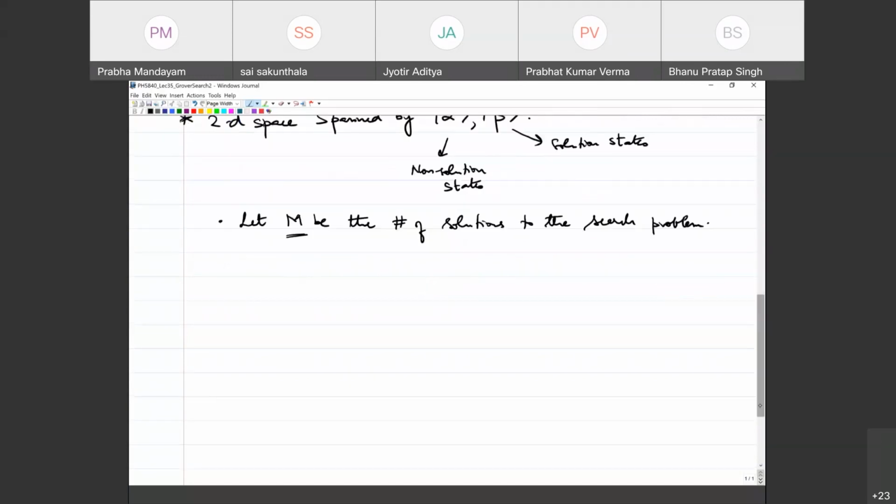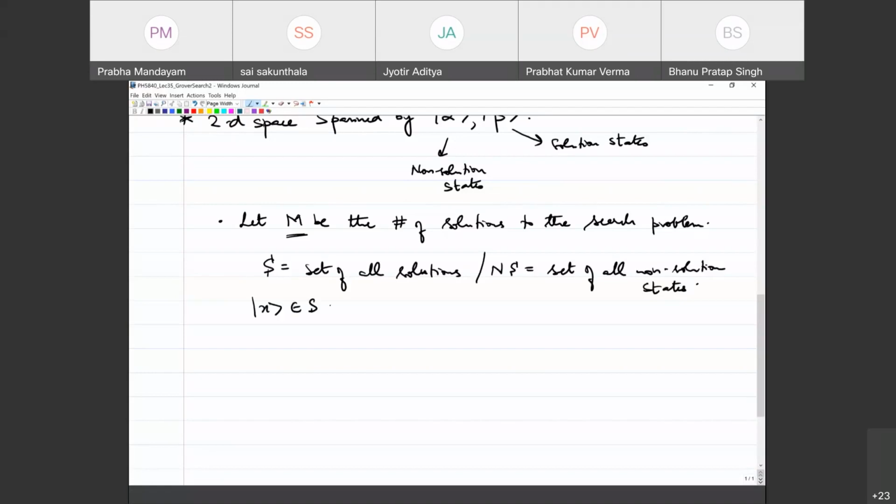And then alpha becomes, and so we call these two sets S and NS, right? So we said S is the set of all solutions, and there's M of them, and NS is the set of all non-solution states. So what do I mean by that? I mean that X belongs to S if and only if X is a solution. Okay? And X belongs to NS if and only if X is not a solution.